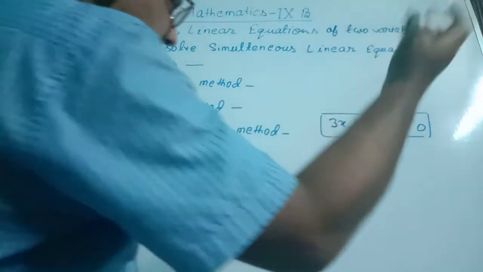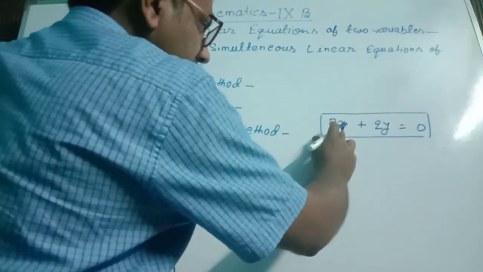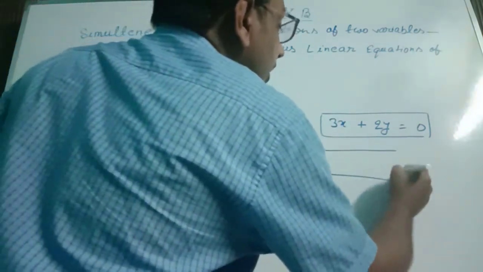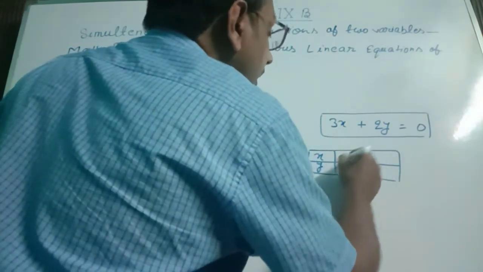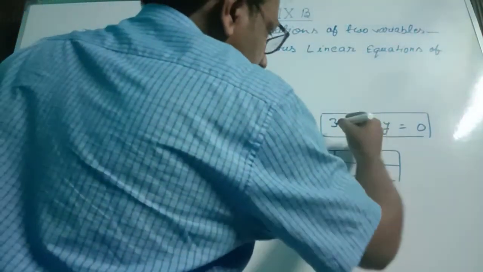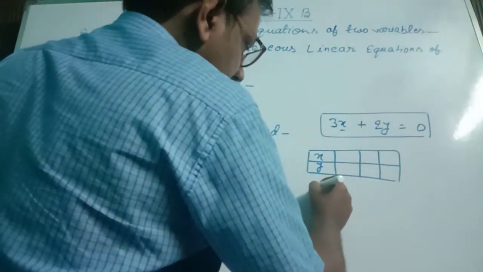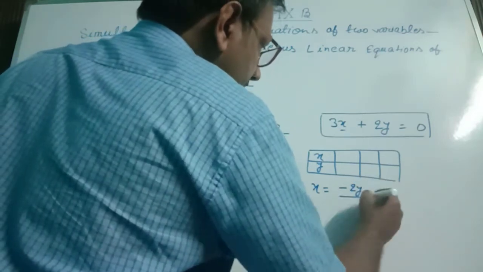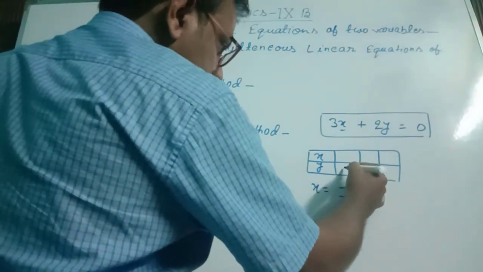Now if we draw the graph for this equation, we have to prepare one table. In the table we prepare boxes for the values of x and y. And now we will find the value of x in terms of y. Suppose the value of x becomes minus 2y by 3.